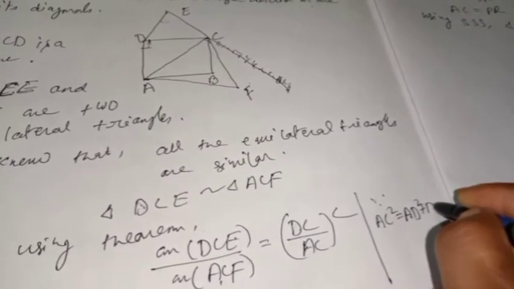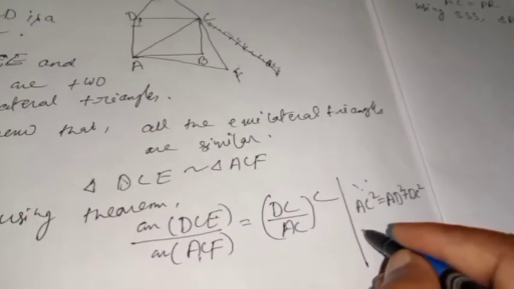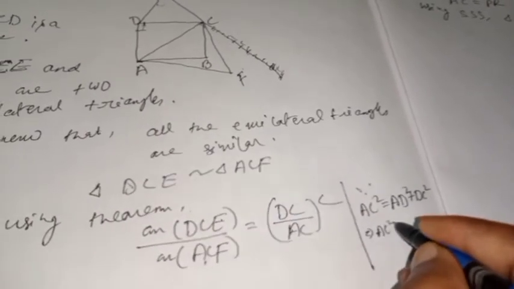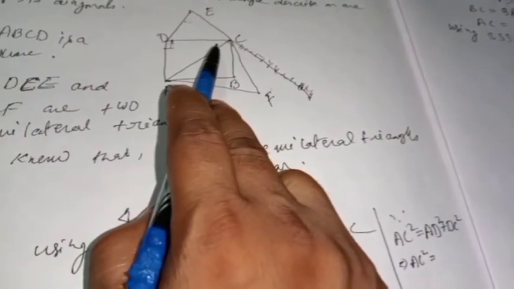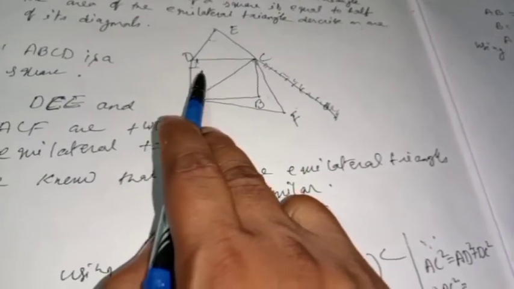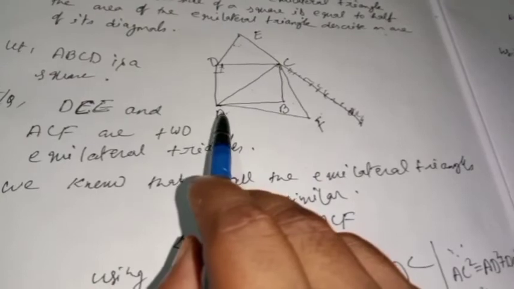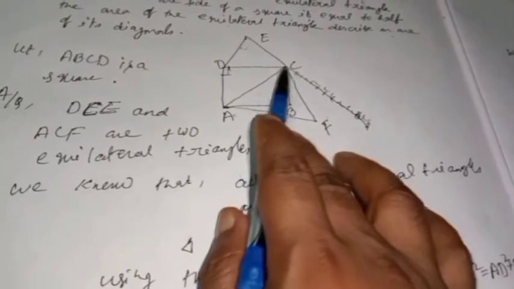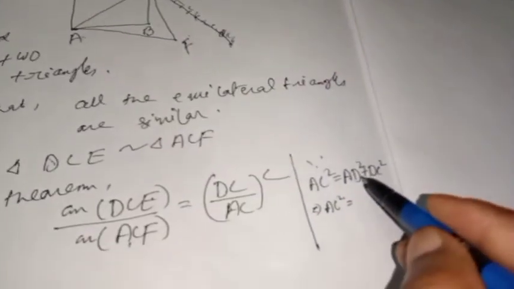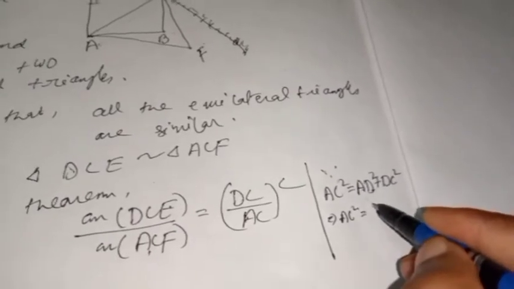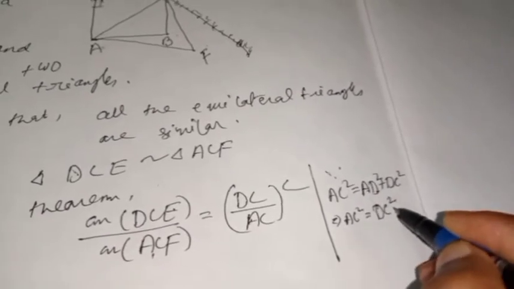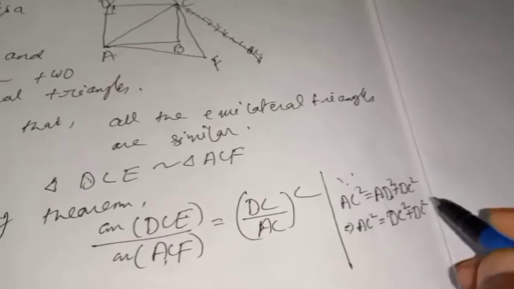If you use Pythagoras theorem here, then you will get AC square equal to AD square plus DC square. Now AD, DC, BC and AB are the sides of the square. Maybe this looks like a rectangle, but sorry, because I have drawn it without scale. But ABCD is a square, which means all the sides are equal. AB is equal to BC, BC is equal to CD, CD is equal to AD. So here AD and DC are equal, so just replace AD by DC.